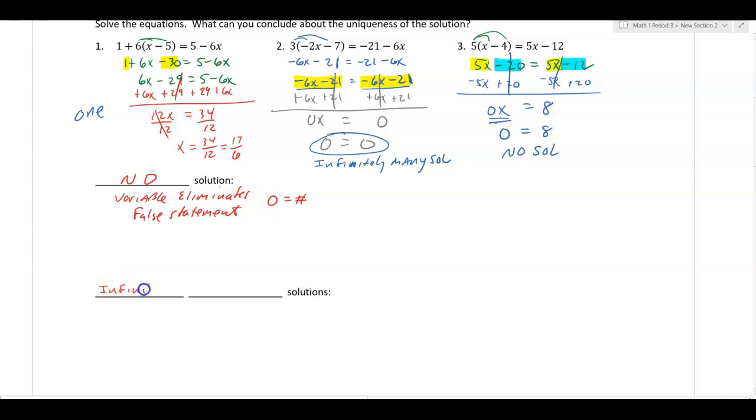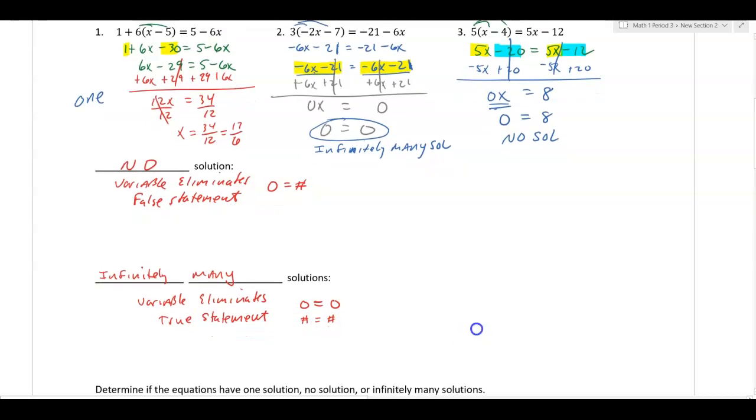Infinitely many solutions happens when the variable eliminates and you end up with a true statement at the end, meaning you get 0 equals 0, or some number equals a number, and those values are the same. That means you get infinitely many solutions.